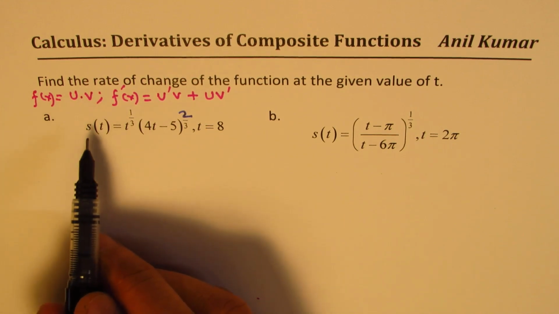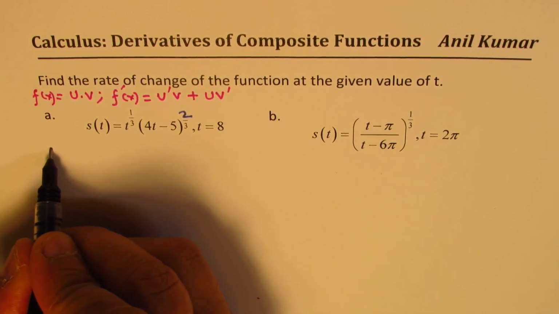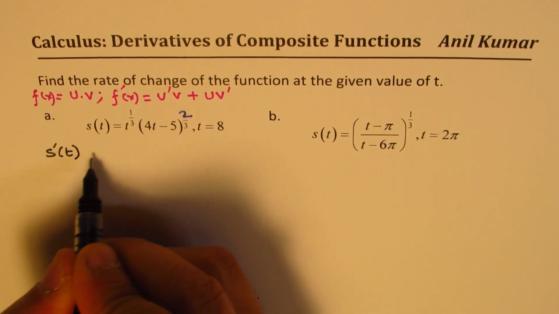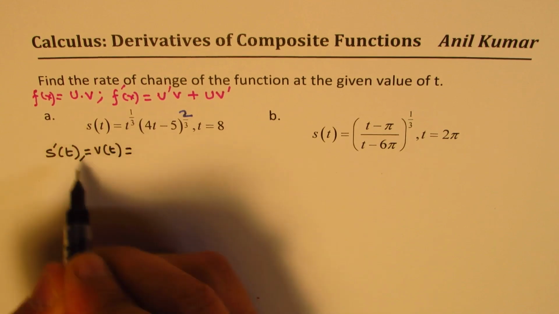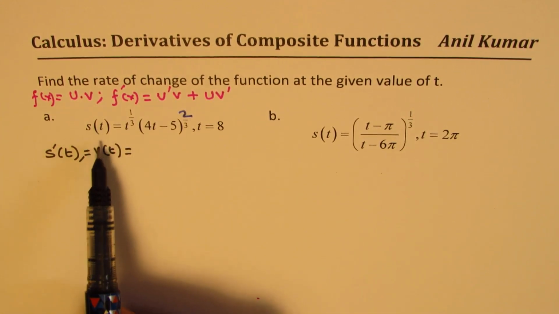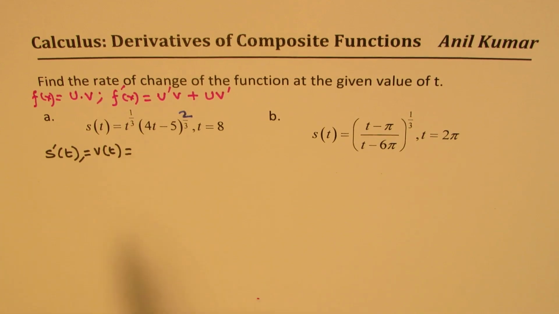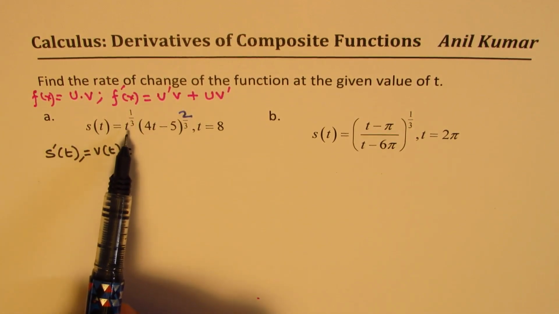Okay. Now you should also remember S of t normally is the displacement, and the rate of change of displacement is also equal to velocity. So at times in an application question we could refer to the velocity function. So the derivative is the derivative of the first function.